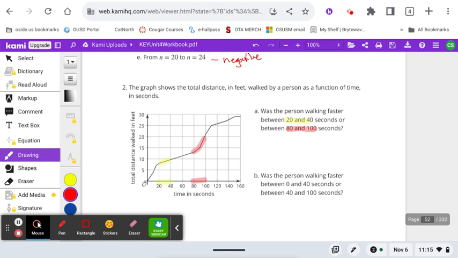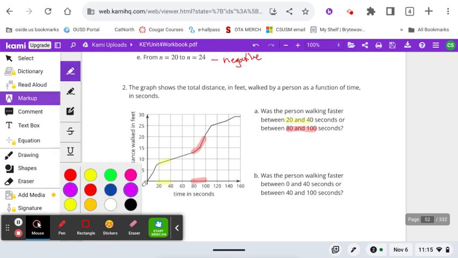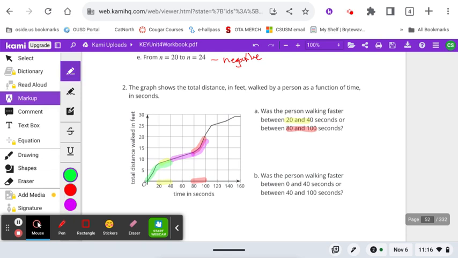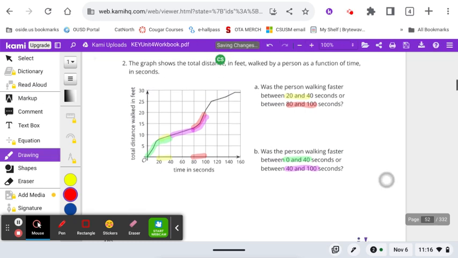Was the person walking faster between 0 and 40 seconds or between 40 and 100? So again, your answer is going to say either between 0 and 40 or between 40 and 100. When you get to one where you can't quite tell which one is going further, you may want to do some actual subtractions using the average rate of change formula, whatever you're comfortable with. So 0 and 40 or 40 and 100. You decide which one you think is going up the most.